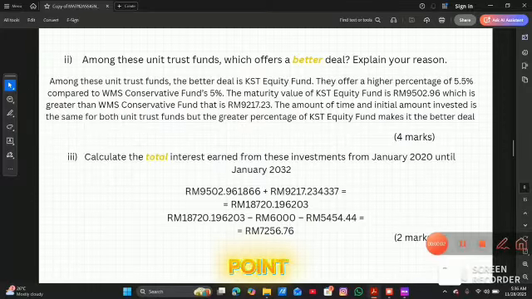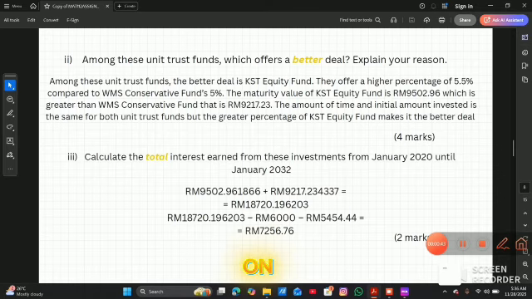Question B. Point 2. Among these trust unit funds, which offers a better deal? Explain your result. The answer: among these trust unit funds, the better deal is KST Equity Fund. This is because they offer a higher percentage of 5.5% compared to WMS, which is only 5%. Therefore, the maturity value of KST Equity Fund is RM9,502.96, which is greater than WMS, that is only RM9,217.23. The amount of time and initial amount invested is the same for both unit trust funds, but the greater percentage of KST makes it the better deal.